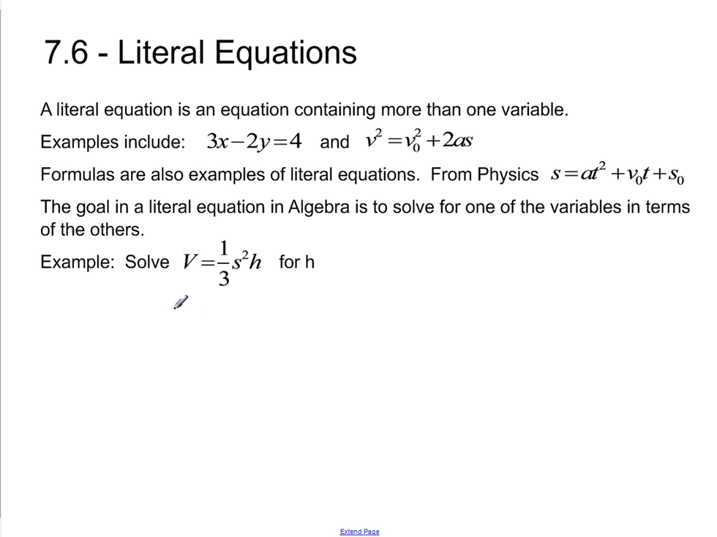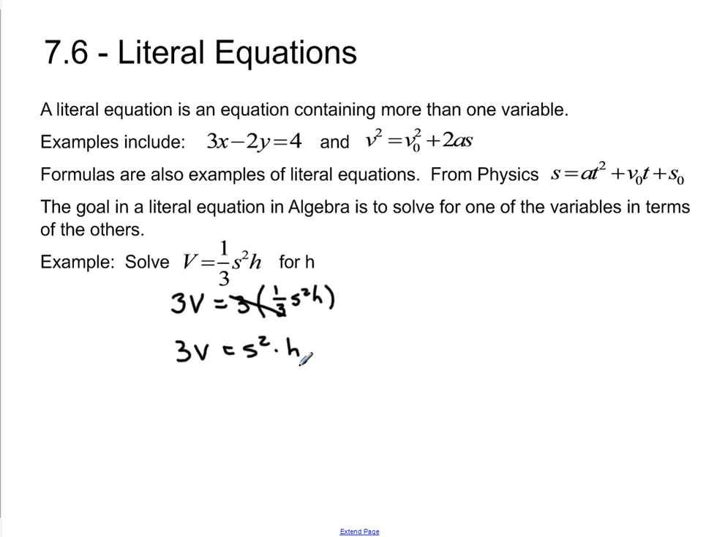Well, in this case, we're going to multiply to get rid of the fraction, right? So that means we might multiply both sides by 3. Let's get the pen working here. So we would take 3 times the volume equals 3 times 1/3 S squared H. And of course, the 3 eliminates on the left. So 3 times V is equal to S squared times H.